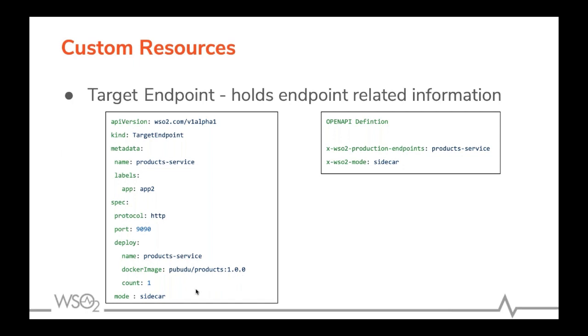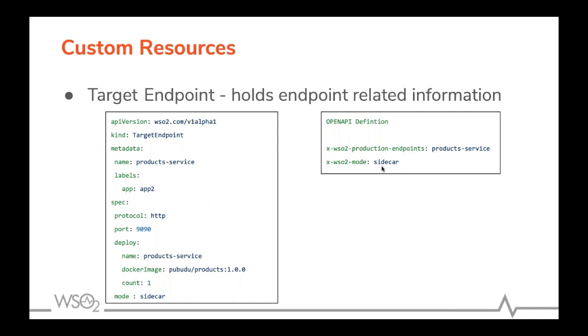But if you deploy in sidecar mode, then you can use this target endpoint in your OpenAPI definition or the Swagger definition. You can specify it using the vendor extension called x-wso2-production-endpoints, and you give the same name you used to deploy the target endpoint, and then you can set the mode as sidecar.